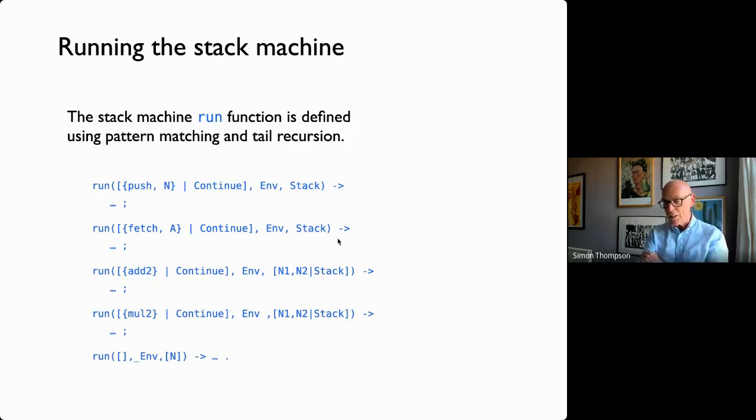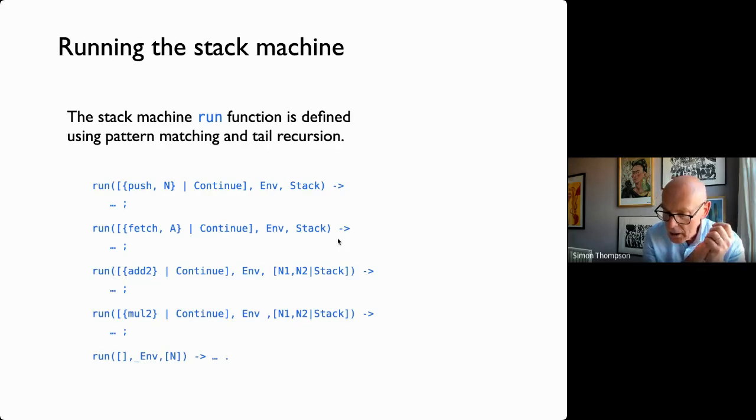Okay, let's talk about how the stack machine runs. And this gives us a very different pattern of recursion. And what it gives us is what's called tail recursion. And you'll see how this works in a second. So let's have a look. What I've got is five different cases here. And what I'm doing is I'm pattern matching on the program. And I'm saying, in the first four cases, the program is non-empty. It either begins with a push or a fetch or an add or a null. And in the last case, the program has finished. There's no instructions in the program.